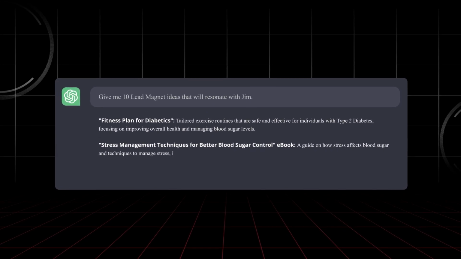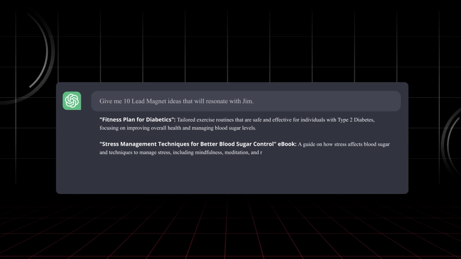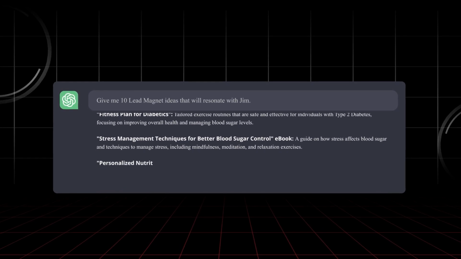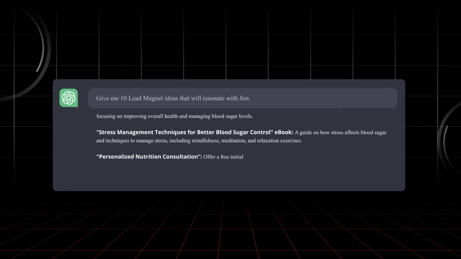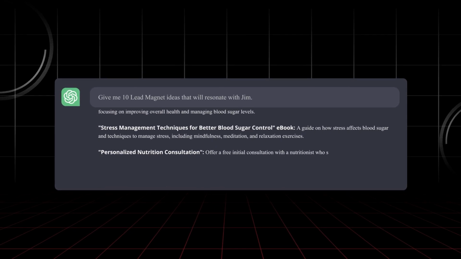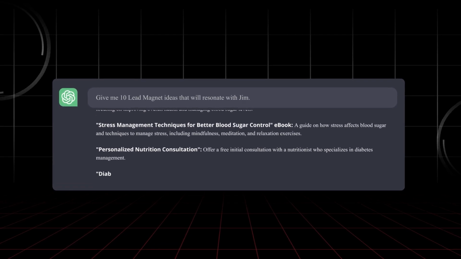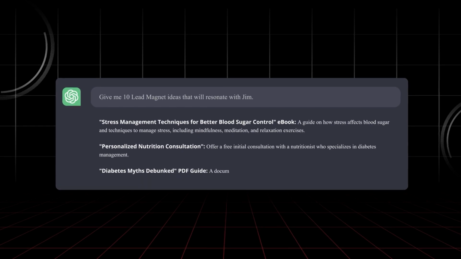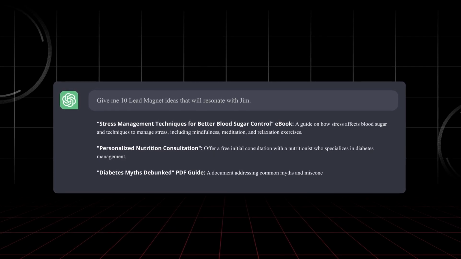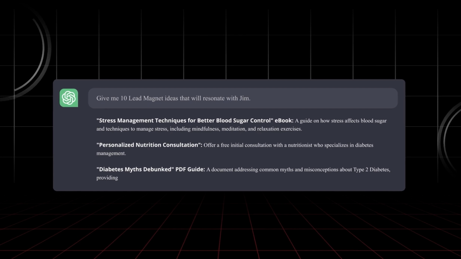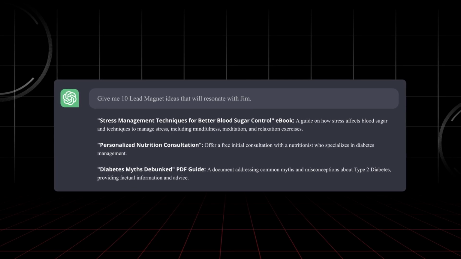Stress management techniques for better blood sugar control. Another ebook that ChatGPT recommends. Okay, I like that. If I was especially into meditation, I would probably have that. Personalized nutrition consultation? No, that's not me. That's not my service. I don't want to do a consultation service. I sell products.